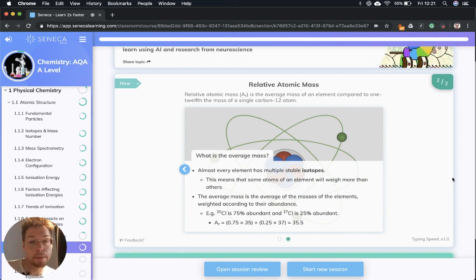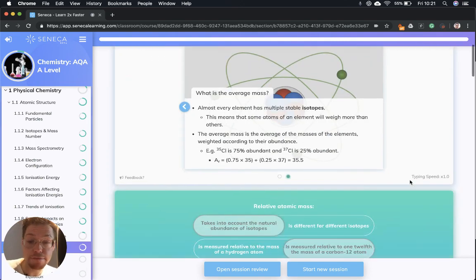Almost every element has multiple stable isotopes. This means that some atoms of an element will weigh more than others. The average mass is the average mass of the elements weighted according to their abundance. So let's take the example of chlorine. Chlorine 35 is 75% abundant and chlorine 37 is 25% abundant. So the relative atomic mass is equal to 0.75 times 35 plus 0.25 times 37. This is why if you look up chlorine in the periodic table, its relative atomic mass is given as 35.5.